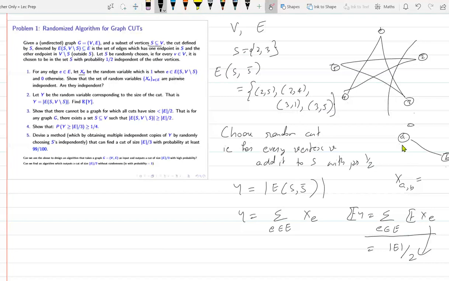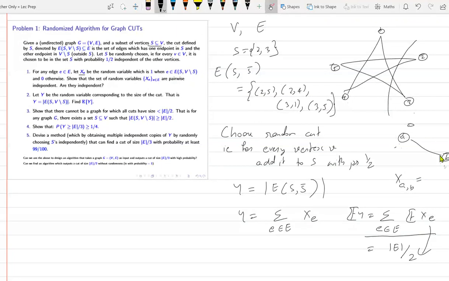So let's look at a particular edge from A to B. We tossed a coin for A and decided whether to add it to set S or not. We tossed a coin for B and decided whether to add it to the set or not. So there are four possibilities between A and B, right? All four possibilities are equally likely. In how many of the possibilities does this edge belong to the cut? 2. So 2 by 4 is 1 by 2.